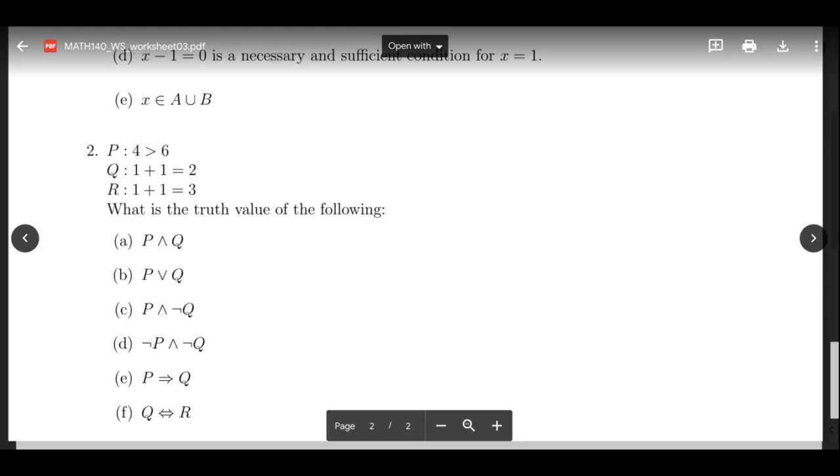Okay, all right. So not P is a true statement, but not Q is a false statement. When we AND a true statement and a false statement, that becomes a false statement. Make sense? Okay, that's in the truth table. Does anyone else have any questions?